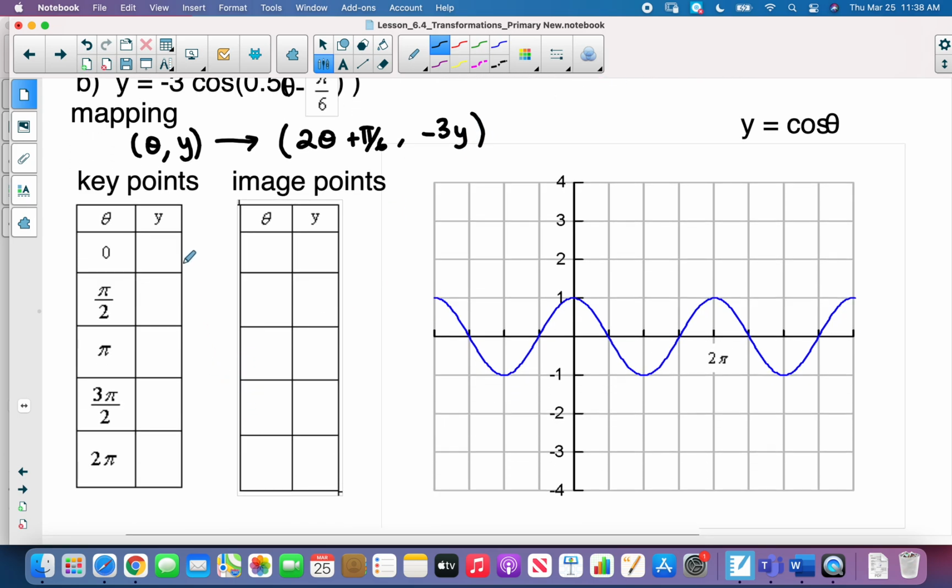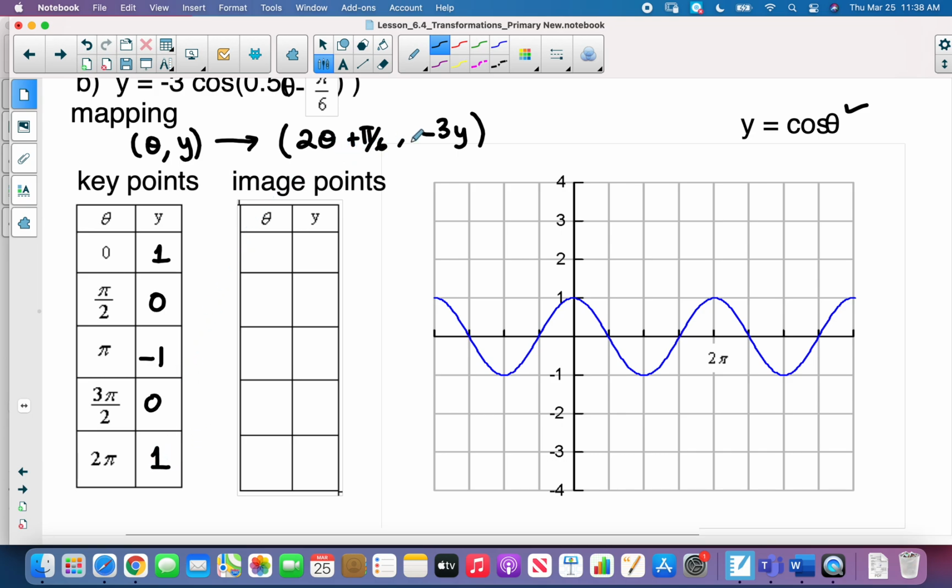We have the original key points for our parent function y equals cos theta. It goes from 0 to 2 pi, going up by pi over 2 each time. Cos 0 is 1, cos pi over 2 is 0, cos 180 is -1, cos 270 is 0, cos of 360 is, again, 1.